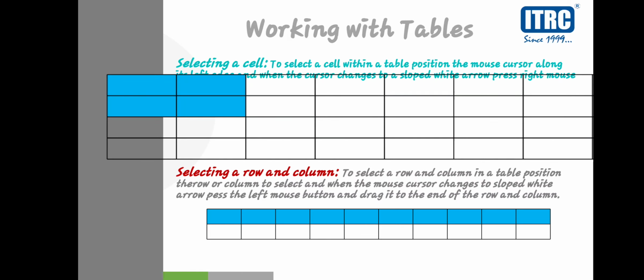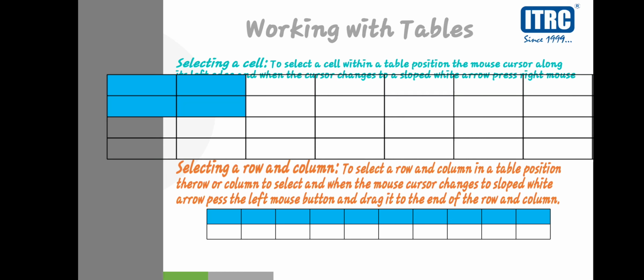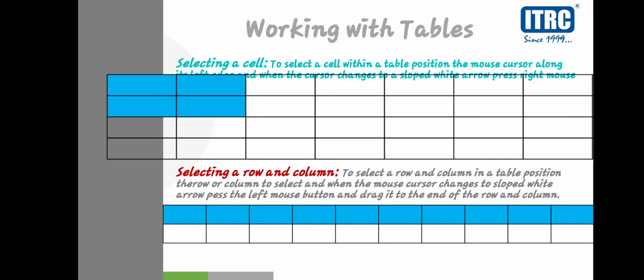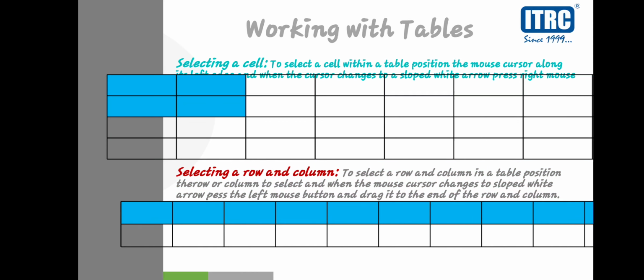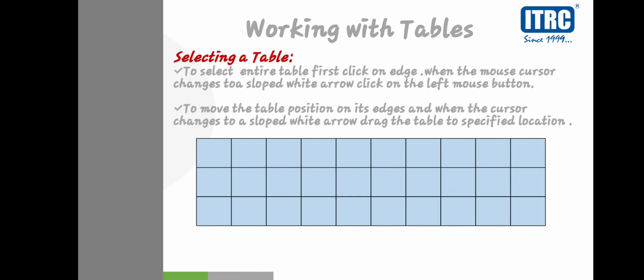Selecting a row and a column. To select a row or column in a table, position the mouse cursor on the row or column to select, and when the cursor changes to a slanted white arrow, press the left mouse button and drag it to the end of the row or column. Like this here table is there. Select rows and columns.